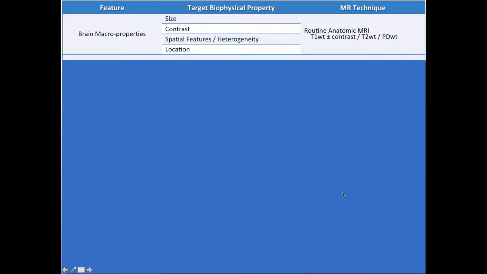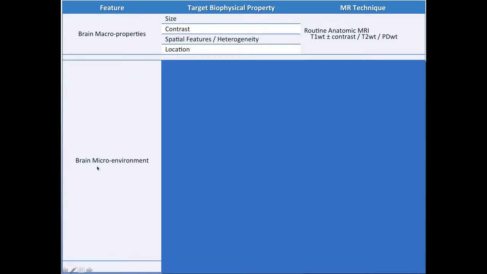Now, all of the anatomical MRI is what we're doing all the time in the clinic. And really what we're looking at is the macroscopic properties, the size, the contrast, is it heterogeneous, where is it located, and there we're using typically these routine sequences, including the angiography, where we're controlling the contrast, the T1 weighting, the T2 weighting, the proton density weighting, or the angiographic properties of the vasculature.